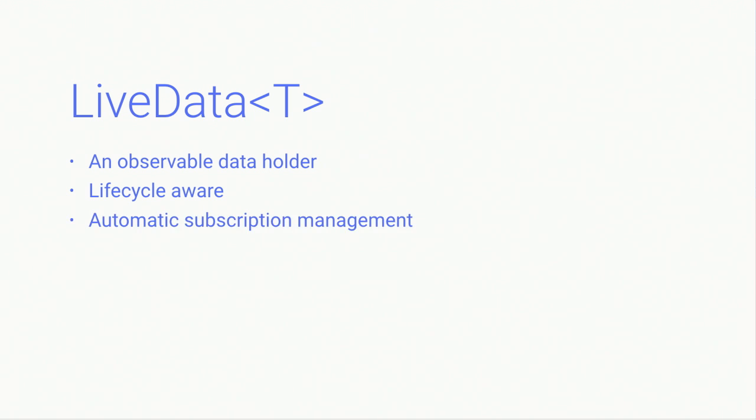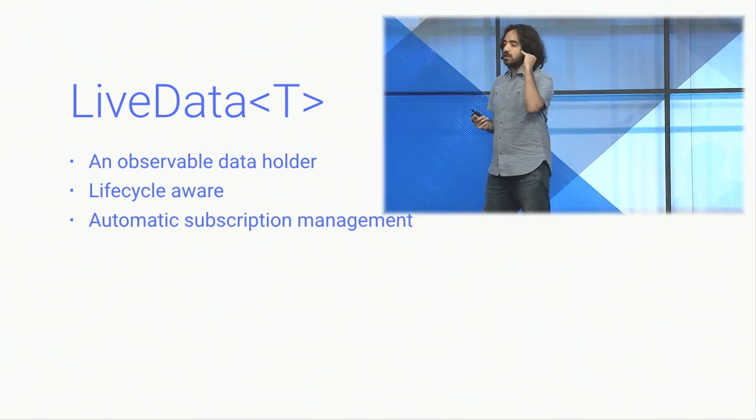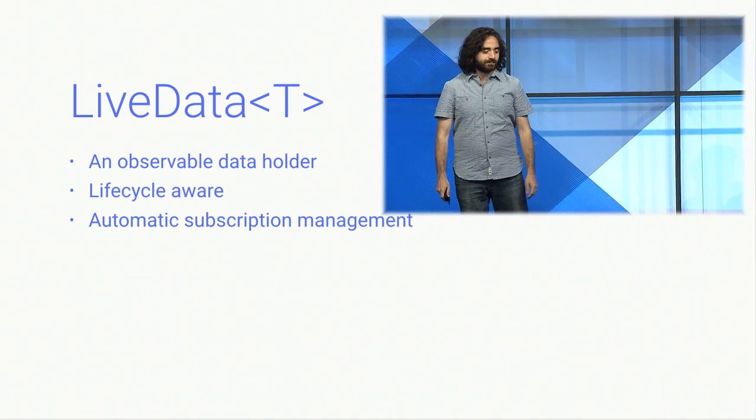It's actually an observable data holder. It just holds on to some information that you can observe. Now, the difference between LiveData and your other observables in data binding or RxJava or whatever is that LiveData is lifecycle aware. It knows about Android lifecycles, and when you want to observe a LiveData, you can pass in this lifecycle so that it can manage your subscription. The nice thing about LiveData is that you observe, and that's all you do.